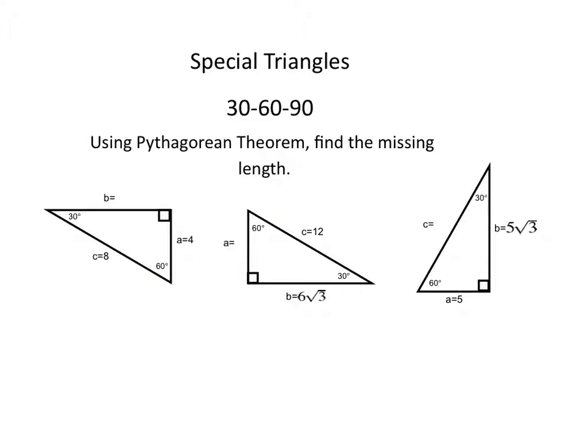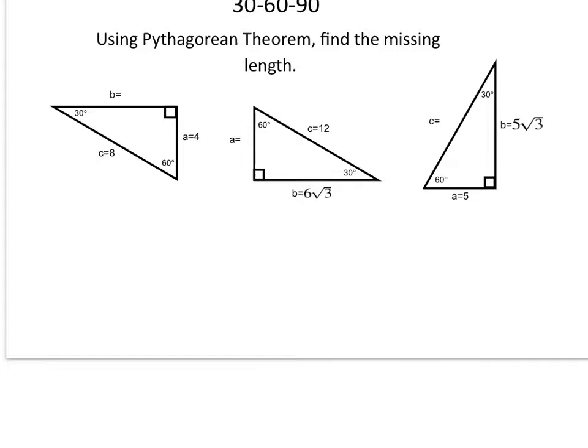Now let's take a look at another special triangle, the 30, 60, 90 triangle. Using the Pythagorean theorem, find the missing length. So here you can see the angles are 30 or 60 degrees, and 90 degrees, and then there are corresponding sides. So let's take a look at the first example and use the Pythagorean theorem.